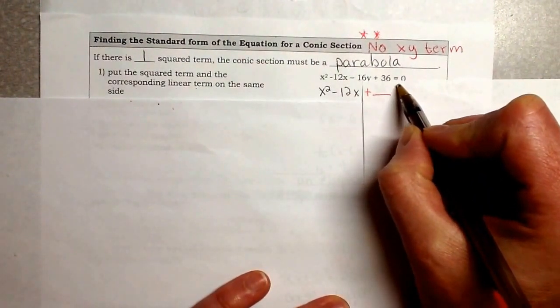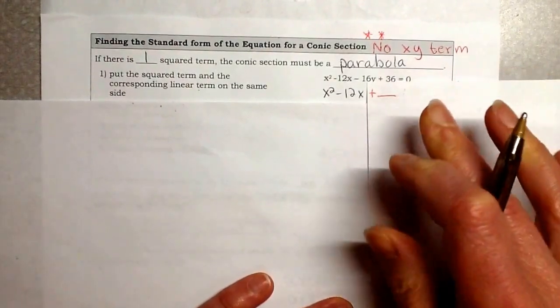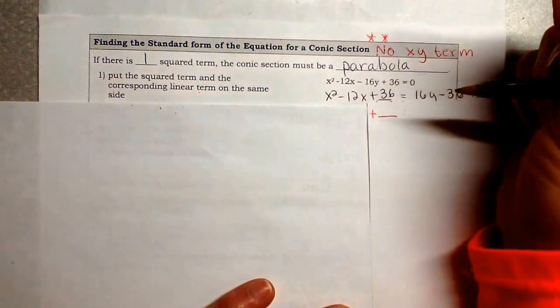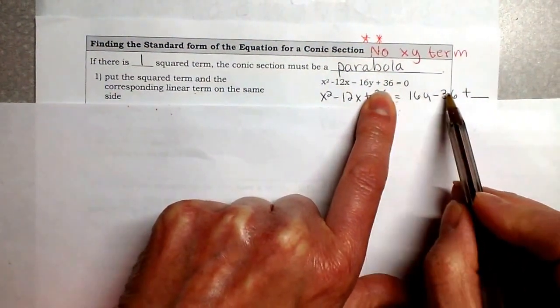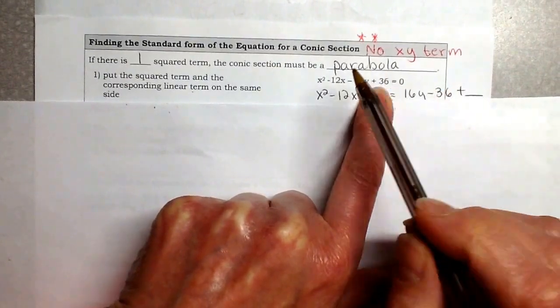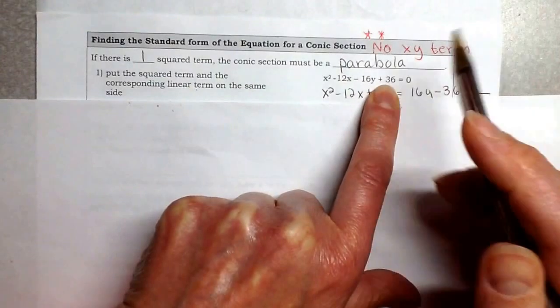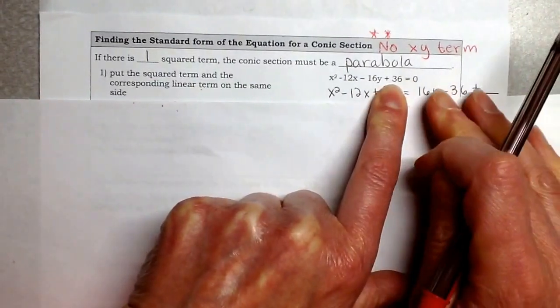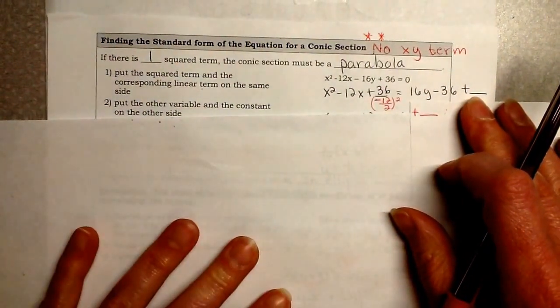And then we need to move that 36 over. Well, here, let me show you what I have here. We moved the 16y over to the other side. We moved the 36 over to the other side. Now we're completing the square with this. So x squared minus 12x. We need to divide the 12 by 2 and then square it. So that's what completes your square.